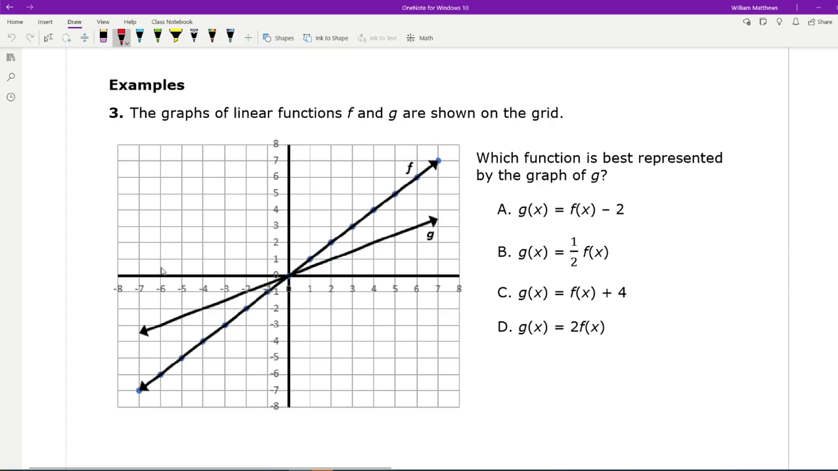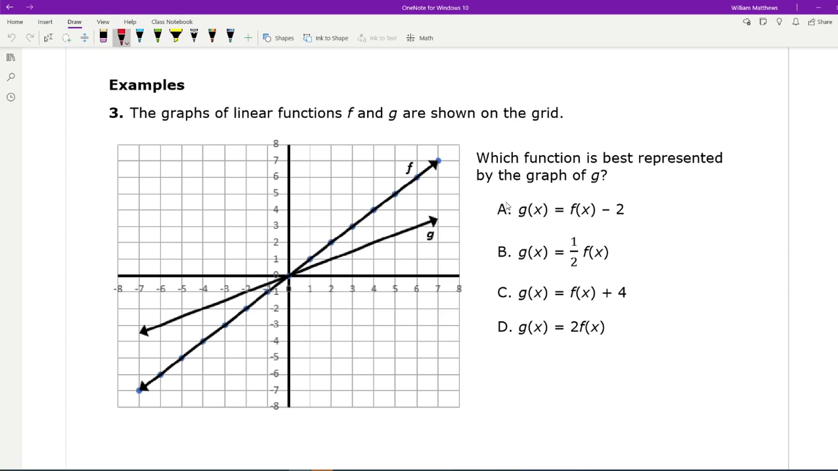Our example here. Our parent function, f of x, is equal to x. It starts at our origin. It goes up 1 over 1. Nothing changes. Our function g, as we can tell, is less steep as it increases at a lesser rate than up 1 and over 1. So we already know that we're going to be affecting the slope.